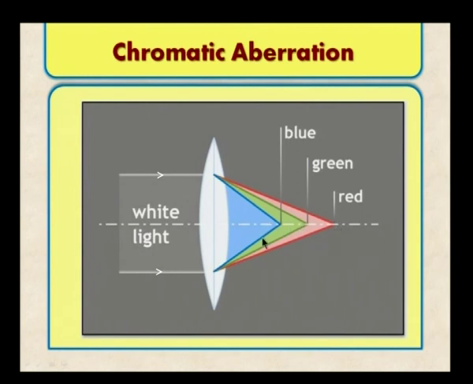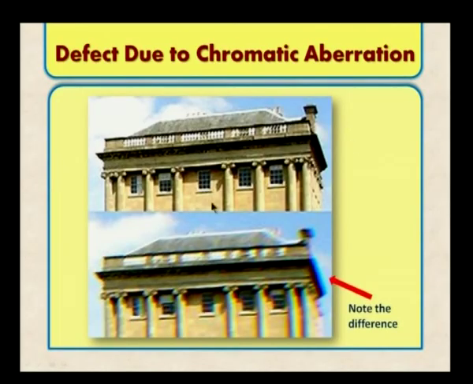And because of this defect, the so-called chromatic aberration, what is the problem you have? Supposing you catch the image of an object. What is the object? The object is here. You have a building, a beautiful building, but when this beautiful building is seen through a lens, the image that you catch using your camera, the image that you get is looking like this. What is the difference between this image and this image?